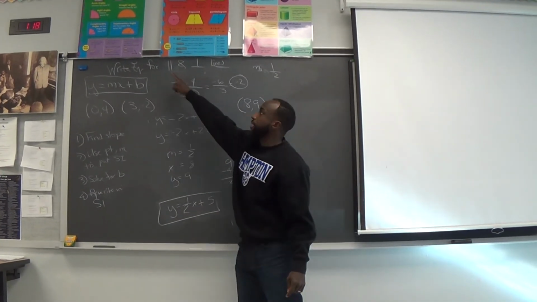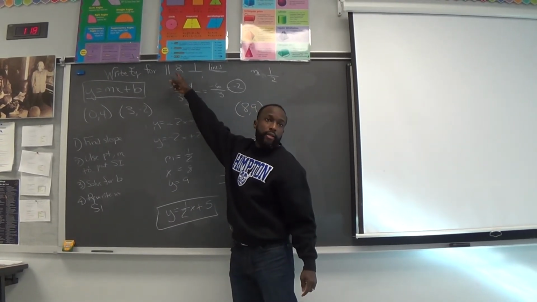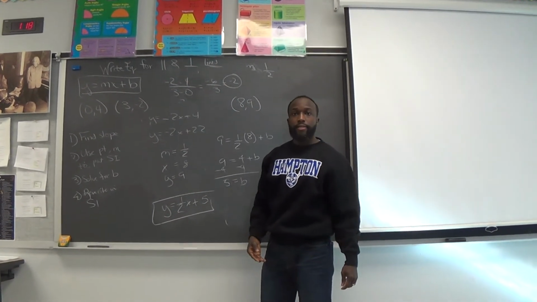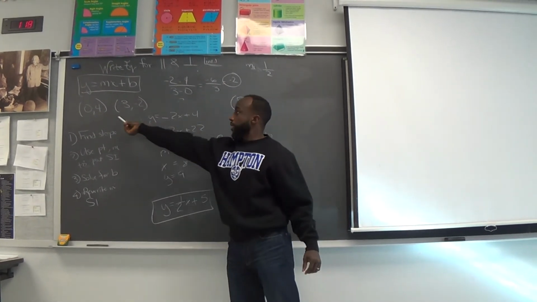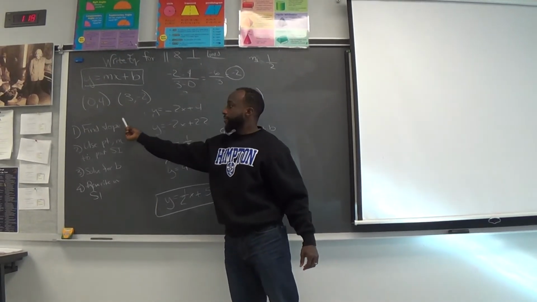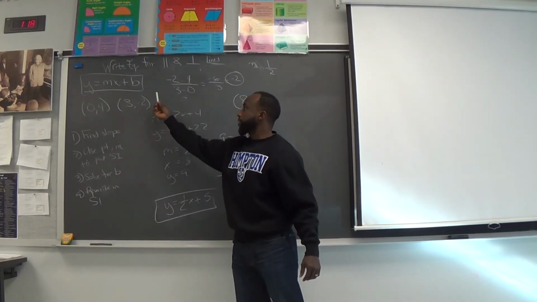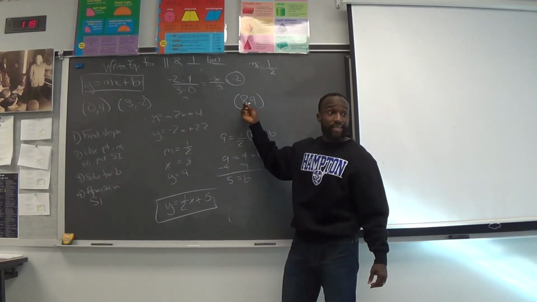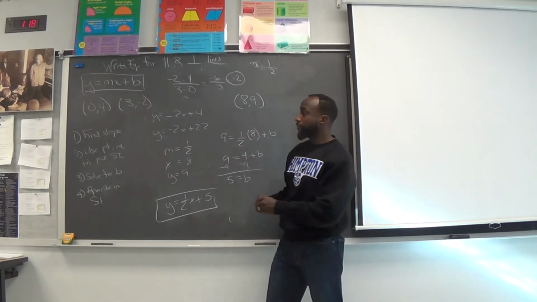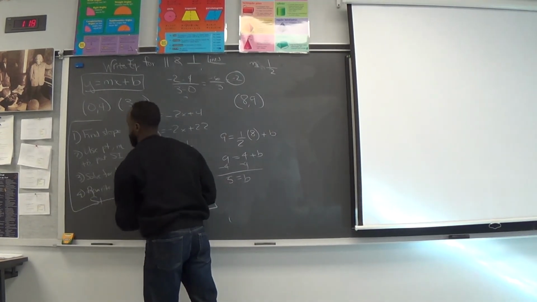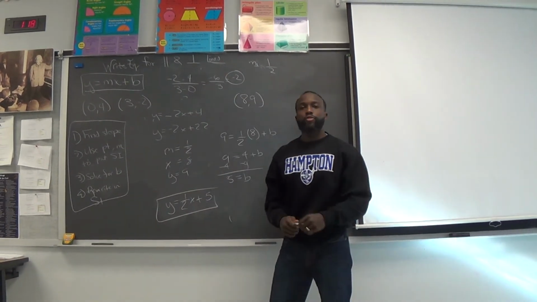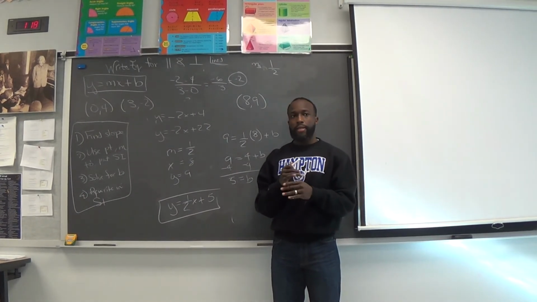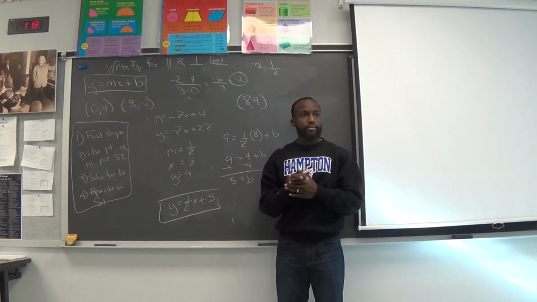This is how we write an equation for a line parallel, and this is how we write an equation for a line perpendicular to a given line. They'll either give us 2 points, where we have to find the slope, or they'll give us an equation and say going through these points. If you follow these steps every time, you're guaranteed to get there. Any questions?